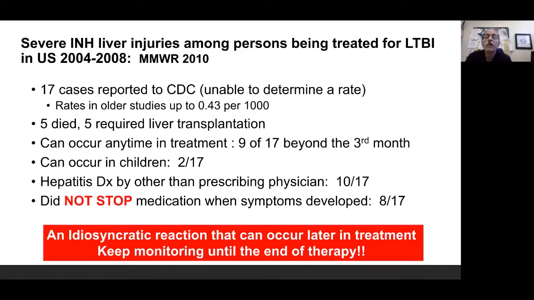And of these 17 with severe hepatotoxicity, 5 of them died and 5 of them required liver transplantation. A couple of points are that this can occur anytime in treatment. These are idiosyncratic reactions. Just because you make it through the first month or two with no problems, it's something that can crop up at month 5 or even month 6. It can occur in children.